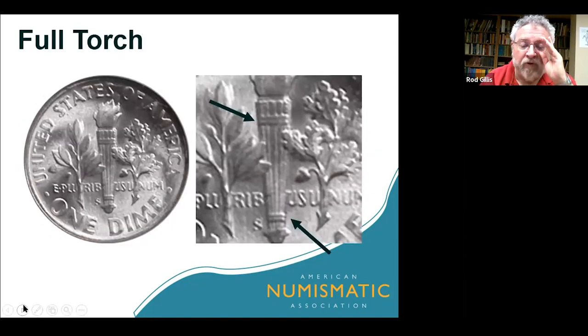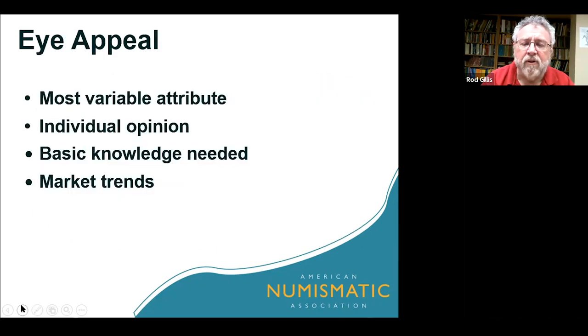And then the last one, the full torch, you know, the bands and the fasces are all there, struck. That's on Roosevelt dimes. People don't talk about full torches with Roosevelt dimes that much.